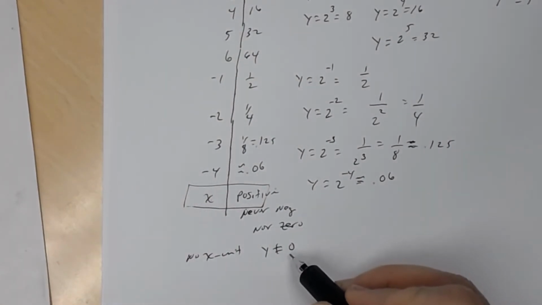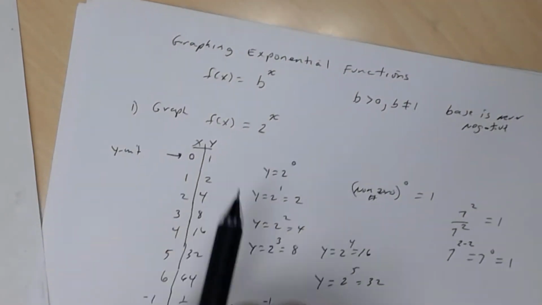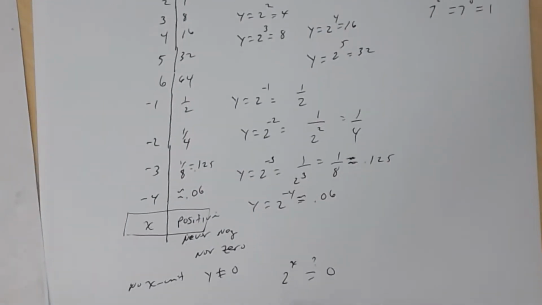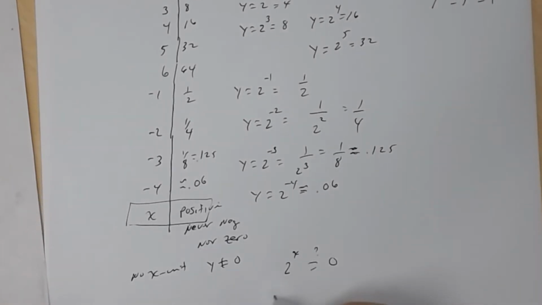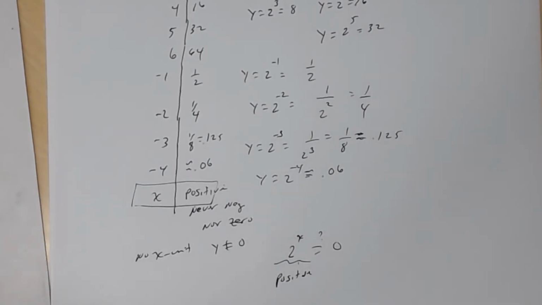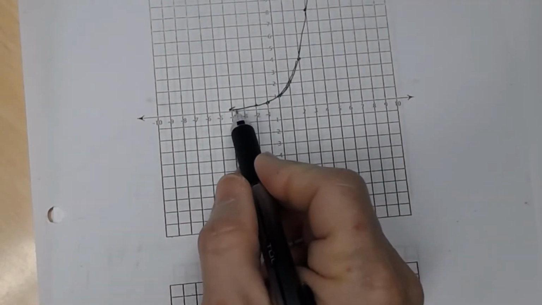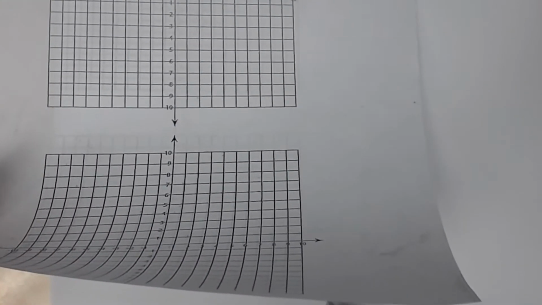Make sure you understand why y is never 0. Remember, this is y right here. So you're asking yourself, is this ever going to be 0? Well, remember, a positive number raised to any power is always going to be positive. So that's never going to be 0. So basically what's happening is that your graph on this side is getting closer and closer to the x-axis. So there's no x-intercept here.